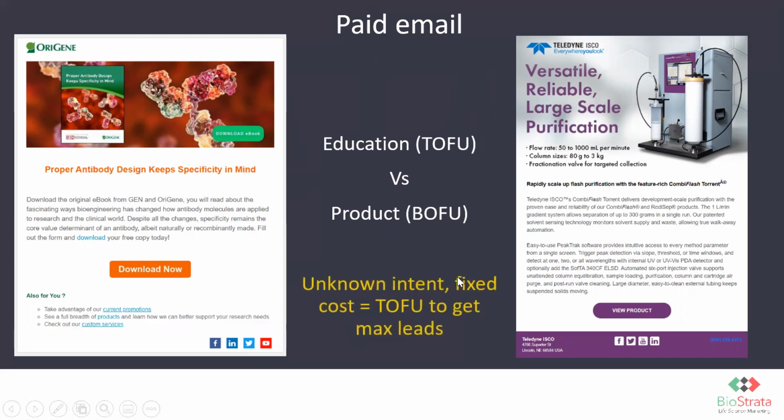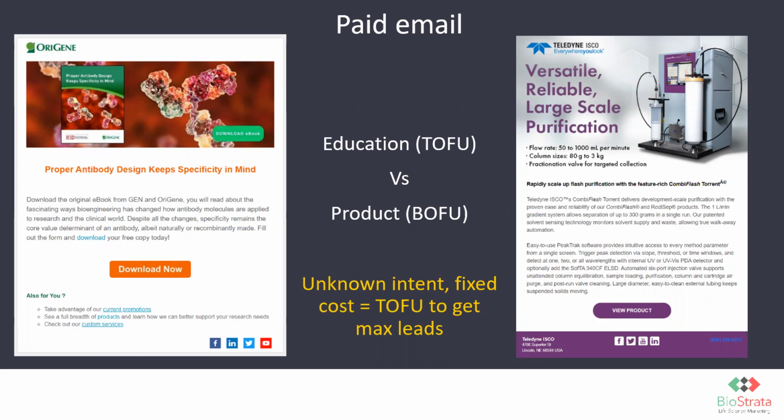Well, because for most paid email programs, say working with a life science publisher, we don't know the intent of the people that we're targeting. We perhaps rent a list of 10,000 names. We don't know who's in buying phase. We just hope that they're all interested in our topic. And because we pay to access those 10,000 names, we're not paying per lead. We would recommend leveraging tofu, top of the funnel, education based campaigns to generate as many leads as possible.